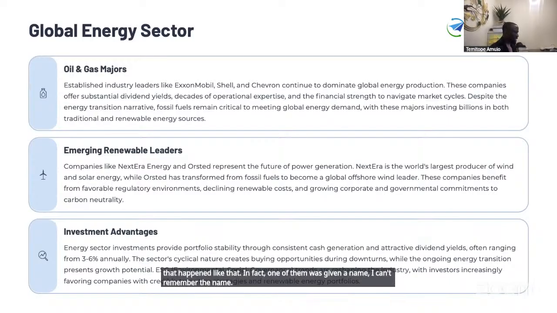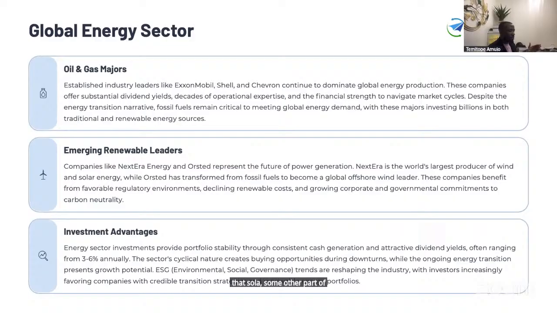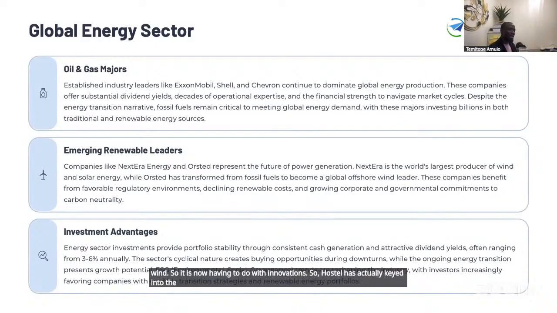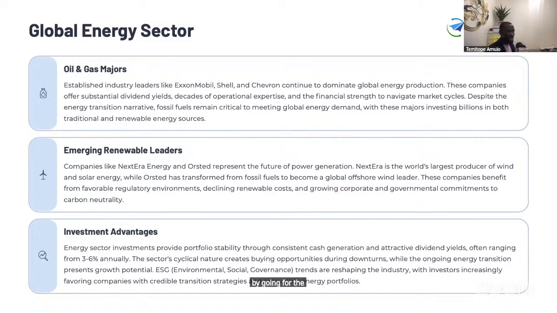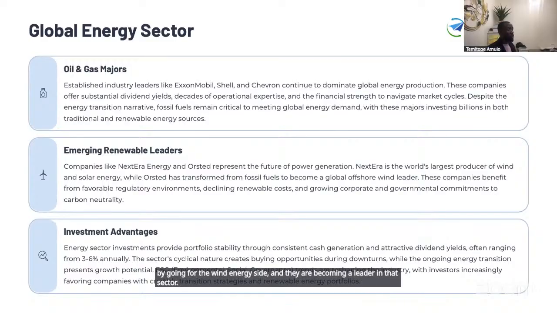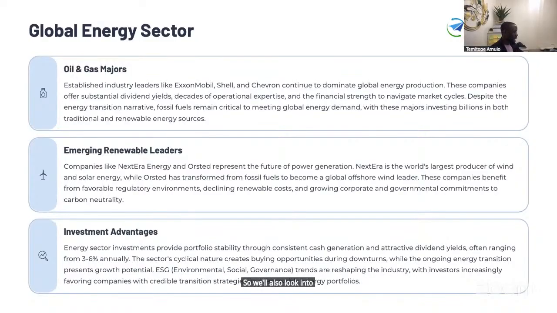So what this is saying is that while some parts of the world have more sun, that's solar, some other parts of the world have more wind. So it is now having to do with innovations. Orsted has actually keyed into the niche by going for the wind energy side, and they are becoming a leader in that sector. So we'll also look into their shares after now.